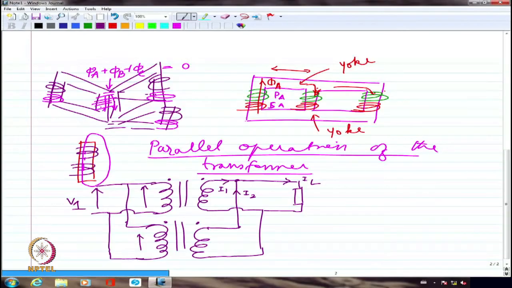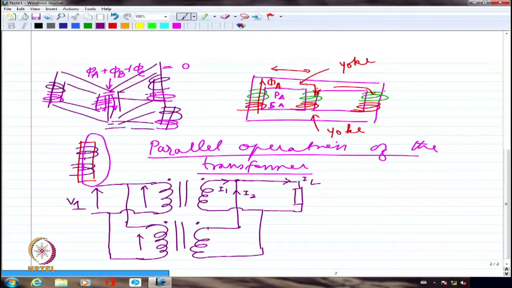So step by step, more and more transformers were added, so that as it expands, you are going to have more and more capacity being added to the substation. So in all probability, what would have been done in a distribution system which is expanding slowly is to have more and more transformers added so that all of them operate in parallel. What we mean by parallel operation is they all work together to supply a collective load.